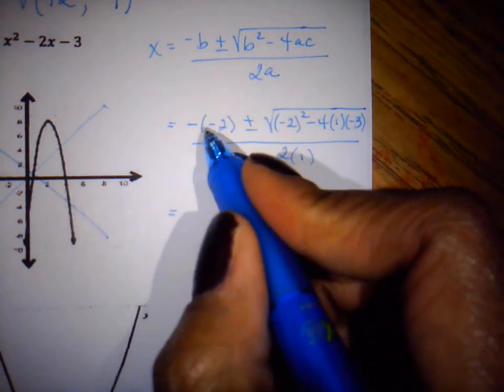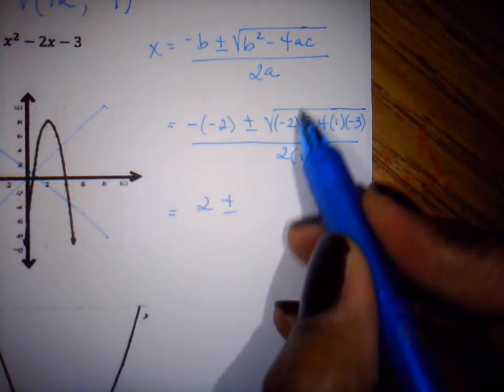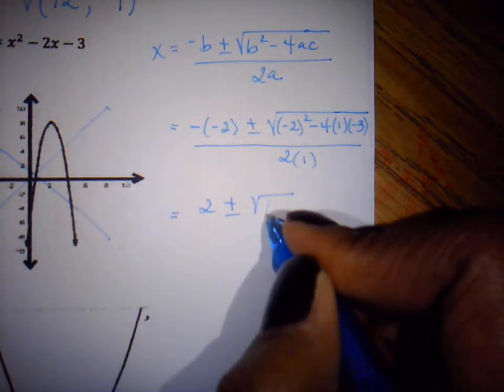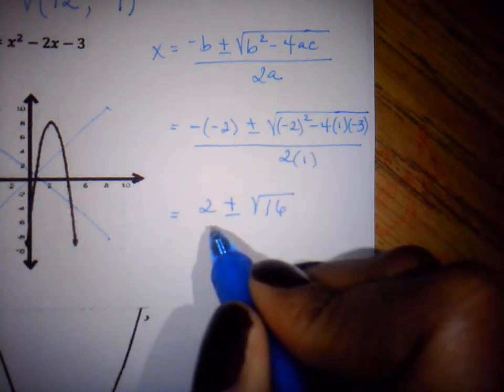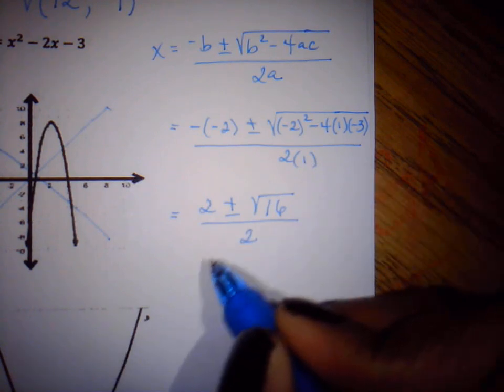We're going to simplify this. This will be 2 plus or minus, what is this, 4 plus 12, which is the square root of 16. Can I do that? And that's all over 2. All right?